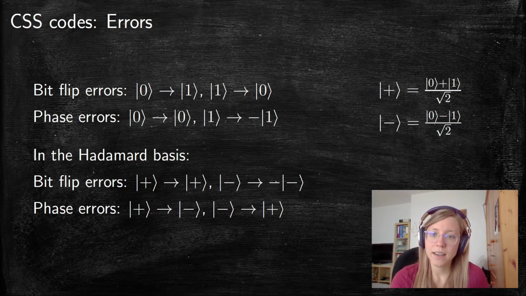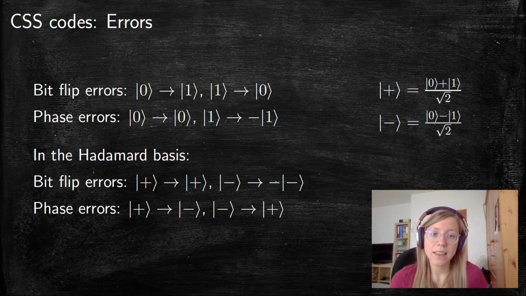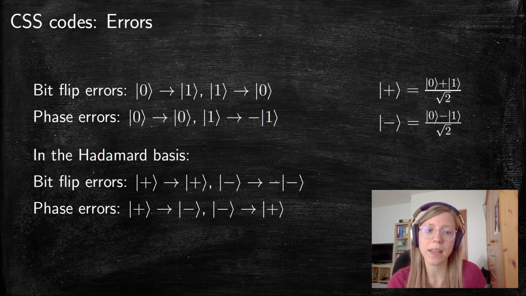So as you can see, comparing the computational basis and the Hadamard basis, bit flip errors in the Hadamard basis take the form of phase errors in the computational basis, and phase errors in the Hadamard basis take the form of bit flip errors in the computational basis. This is an important observation that we will need later when we talk about how the code actually corrects errors. So keep that in mind.